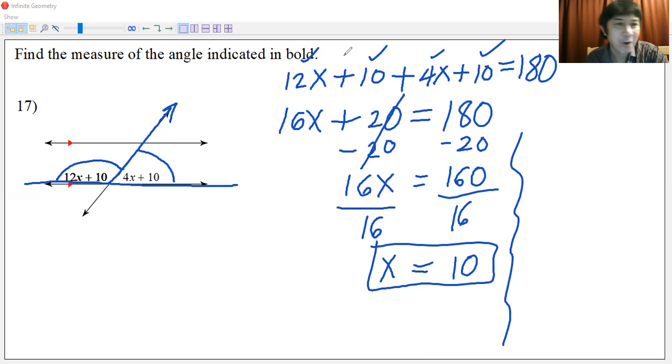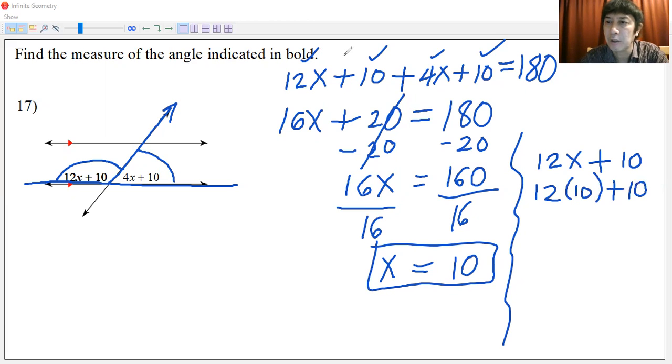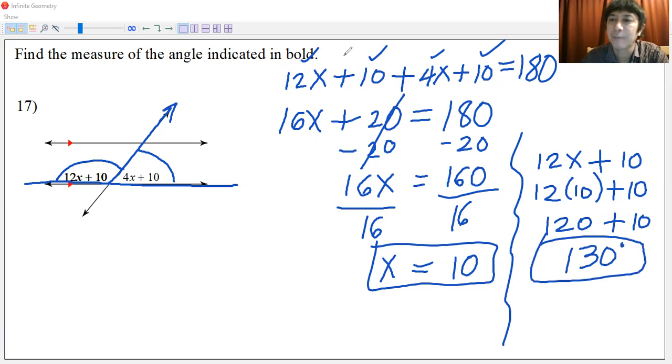We're not after the x. We need the angle, which is the measure of the angle indicated in bold, and that's 12x plus 10. We substitute the 10 here, 12 times 10 is 120, plus 10, that's 130 degrees. The answer must be 130. That goes to our number 17.